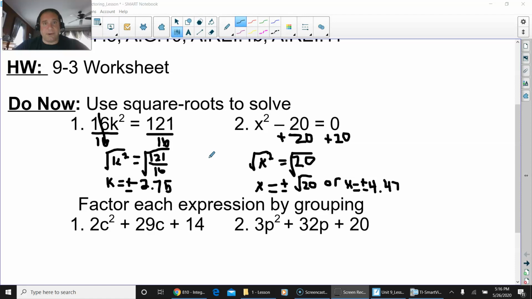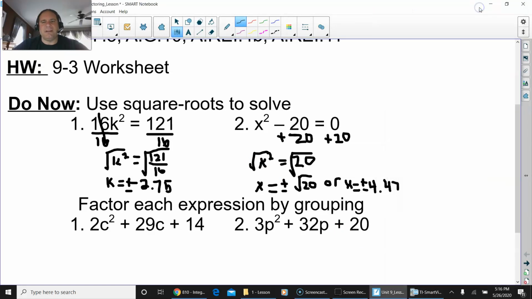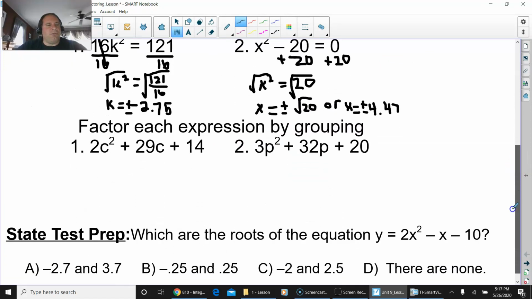20 is not a perfect square. So when I did take the square root of 20, I got 4.47, and then it went on forever. 4.472135. And I just rounded it off to 4.47. And it's the positive 4.47 and a negative 4.47. Same thing with this if you leave it this way. All right, so let me just do number 1 with you.